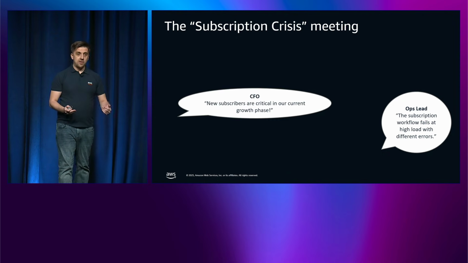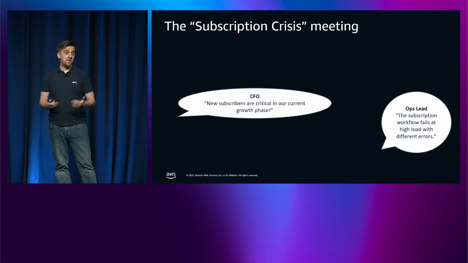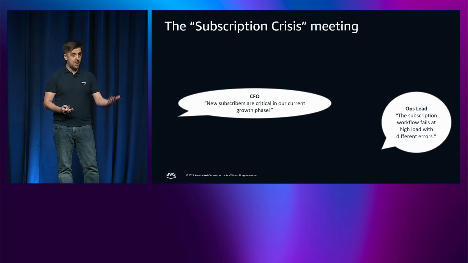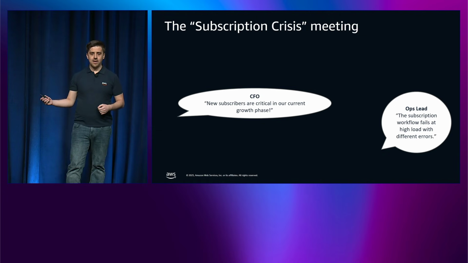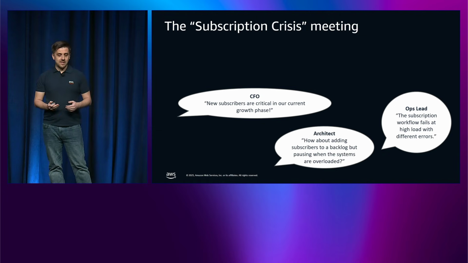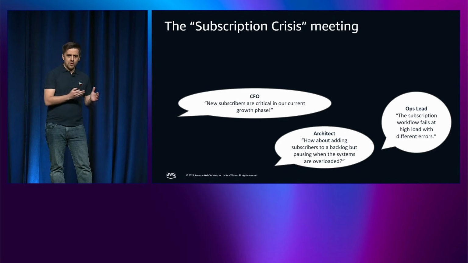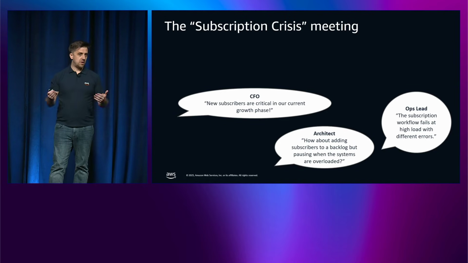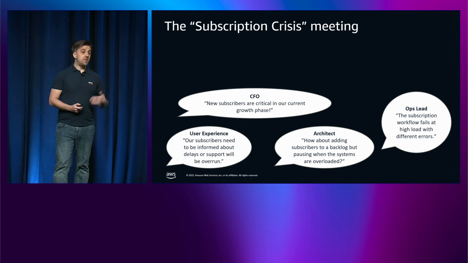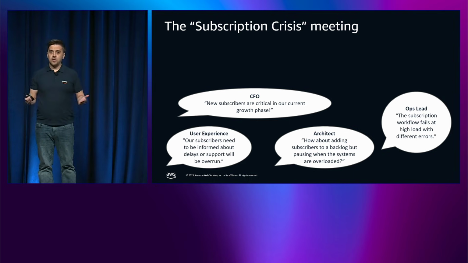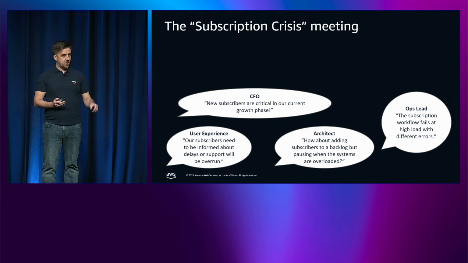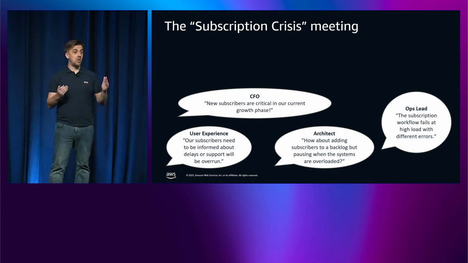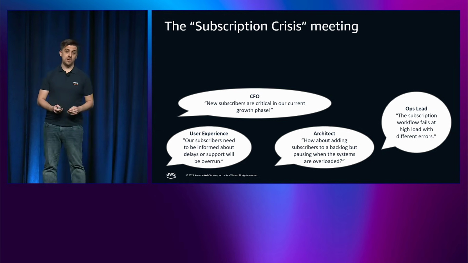Immediately, our CFO is leaning forward and is saying, in our current growth phase with this customer interest, this is not acceptable. We need these subscriptions to come in. We need the payment to continue growing. The always helpful architects are saying, well, what about we store the subscription intent, but we do not process them if the system is overloaded? What if we do just that? To which the user experience lead is saying, well, we cannot do that silently because our customers will just continue retrying and maybe their credit card gets charged multiple times. They will hate that. Our support will be overloaded.